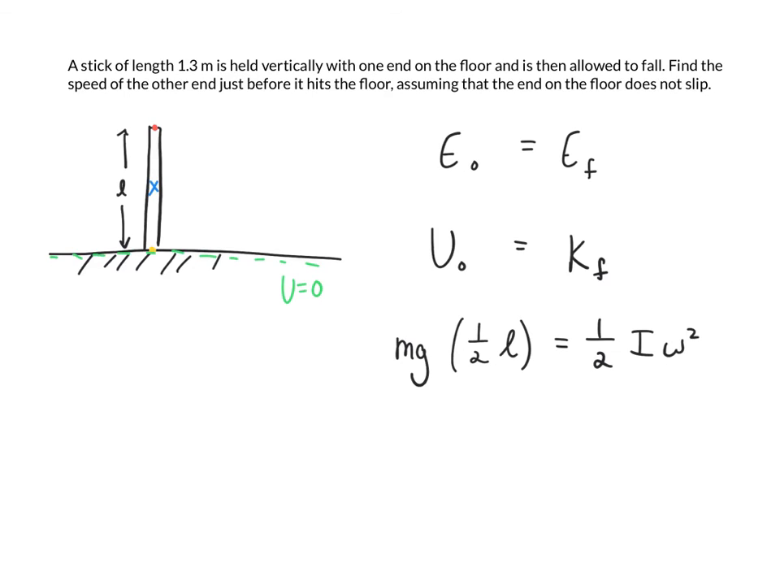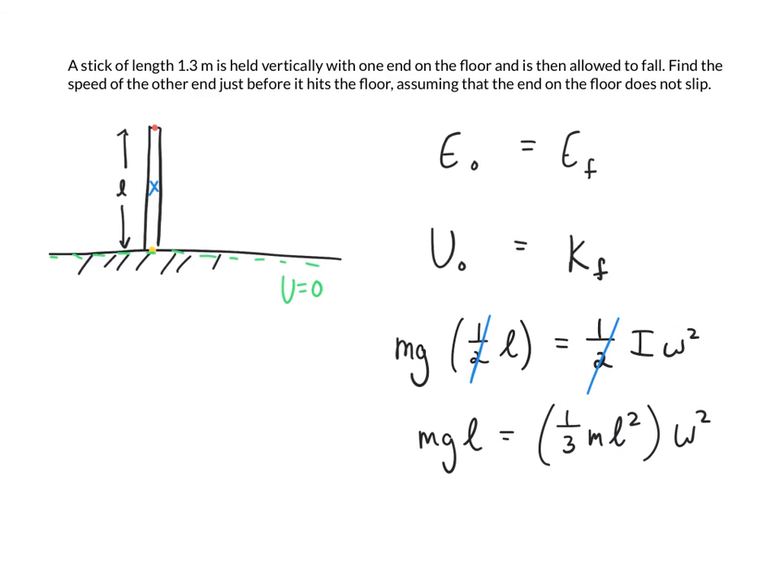So the 1/2 on both sides cancels. And then we've got mgl equals I omega squared. I, again, is 1/3 ml squared. Okay, and now the last step. What are we trying to find? The speed of the red point, not the angular velocity or angular speed, but the speed, it says.